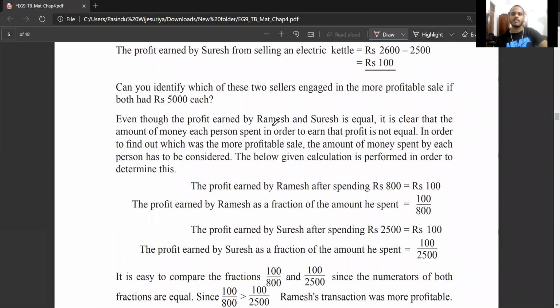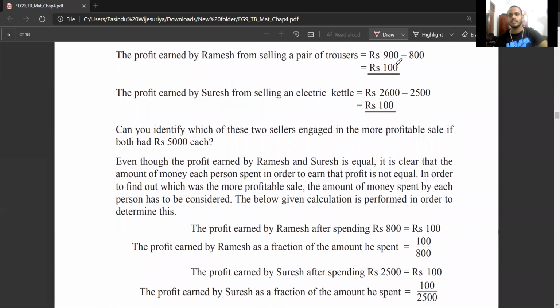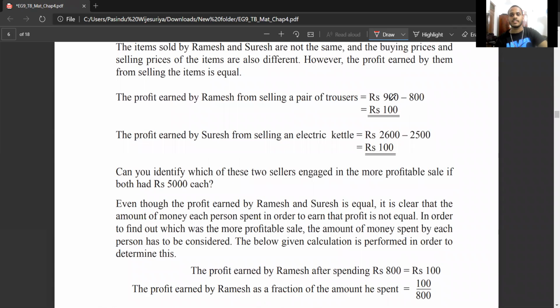Even though the profit earned by Ramesh and Suresh is equal, you can all see that the profit amount is the same. The profit amount is 100 rupees. When they sell a product, the amount of the profit is 100 rupees. It's a constant, but the percentage of the profit is different. That's what we're actually going to find right now.